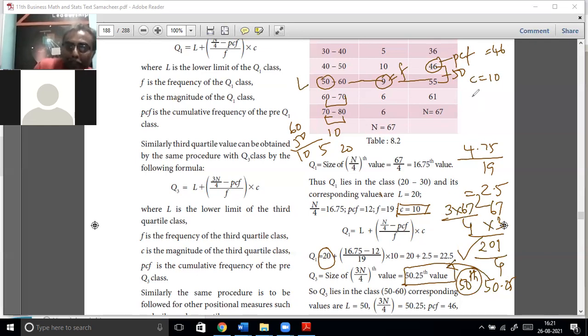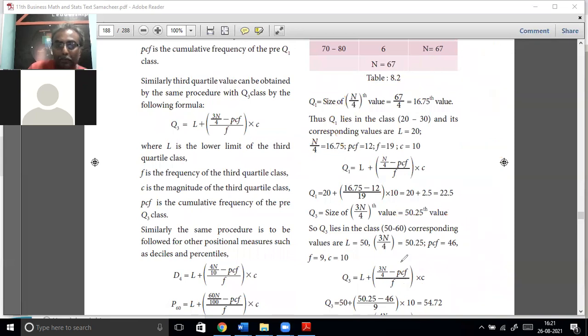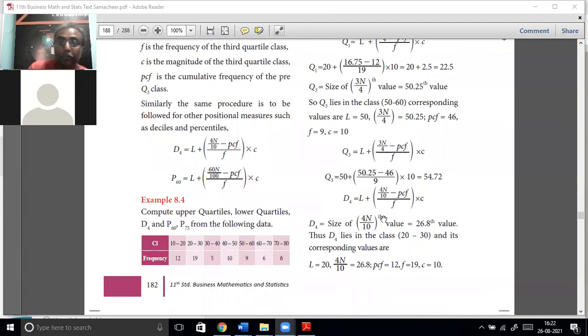50.25 is 3n by 4. Now you substitute all that in that formula. What do you get? You substitute all of that: 50 plus 50.25 minus 46 by 9 into 10. You get 54.72. Okay, 54.72.